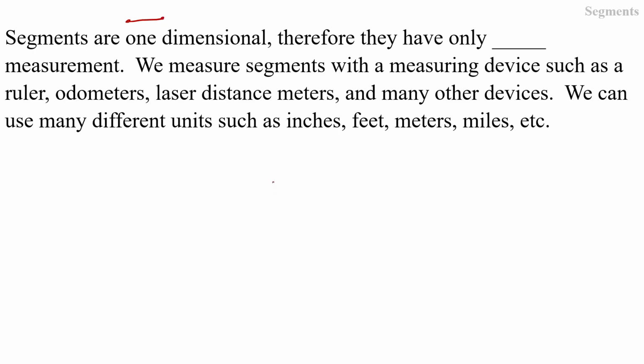And these are one-dimensional. If you remember, dimensions are a form of measurement. So because they're one-dimensional, that means that they only have one measurement. We measure segments with a measuring device. The one that you're probably most familiar with is a ruler, and we'll be using rulers in our classroom to measure stuff later on. But you can also use other kinds of measurements like odometers, which I have in cars. They have some fancy stuff where you can use lasers to measure distance. And there are also many other devices. But the one that we usually use is going to be the ruler.